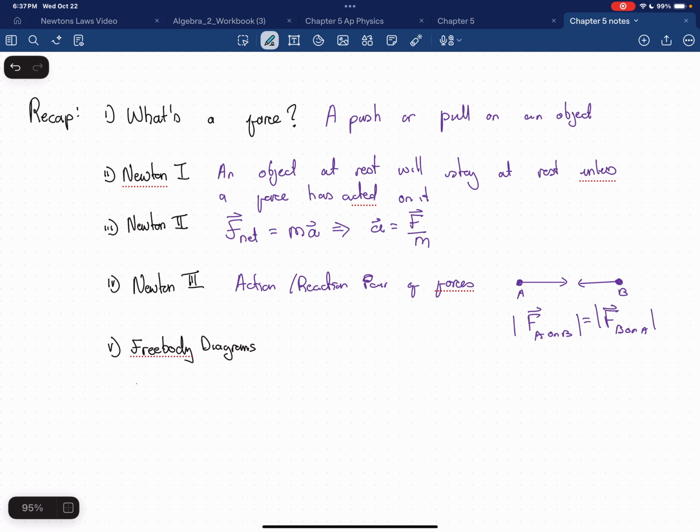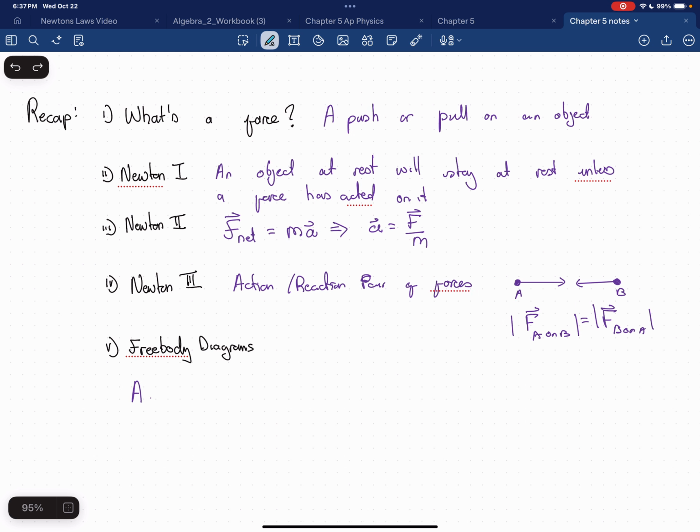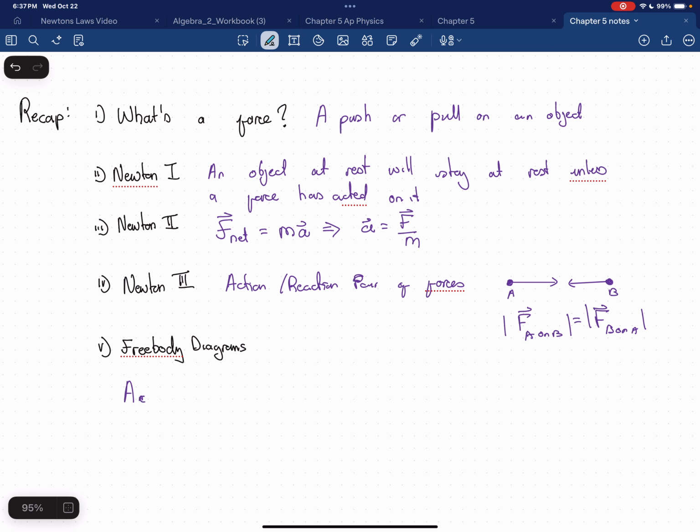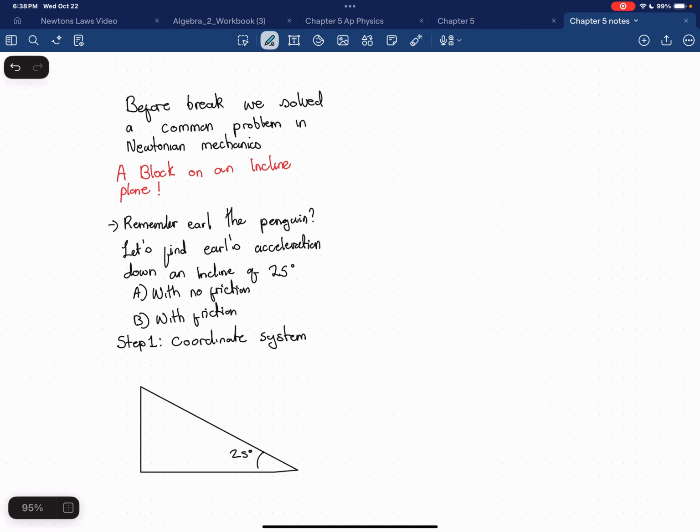Now, free body diagrams are a very important topic, but still very simple. This is just a diagram where we list the forces acting on an object. All right, so now let's get started.